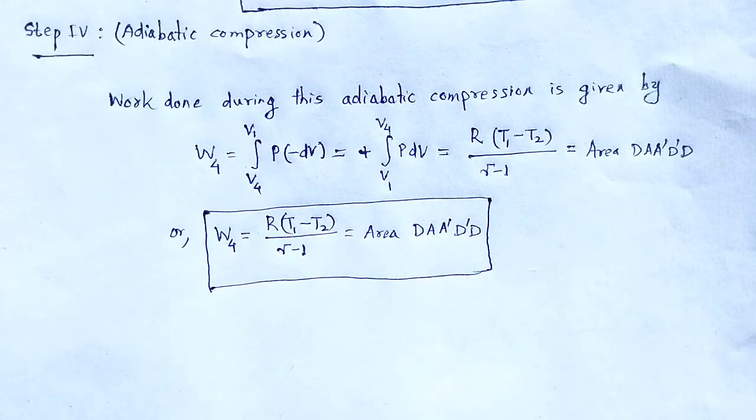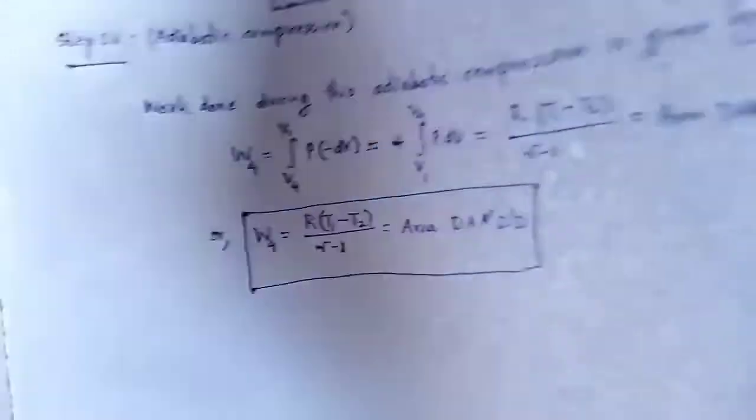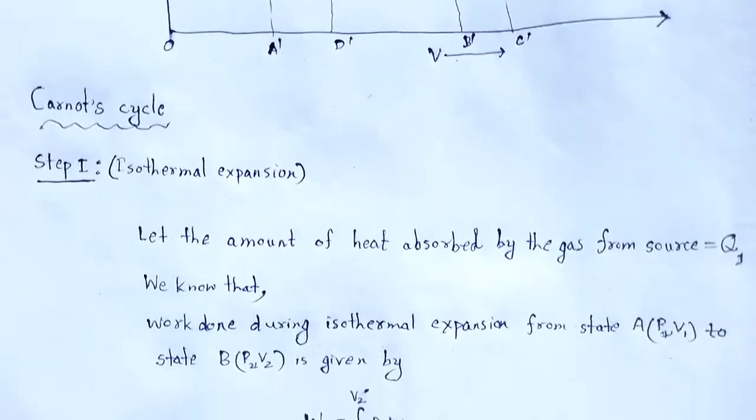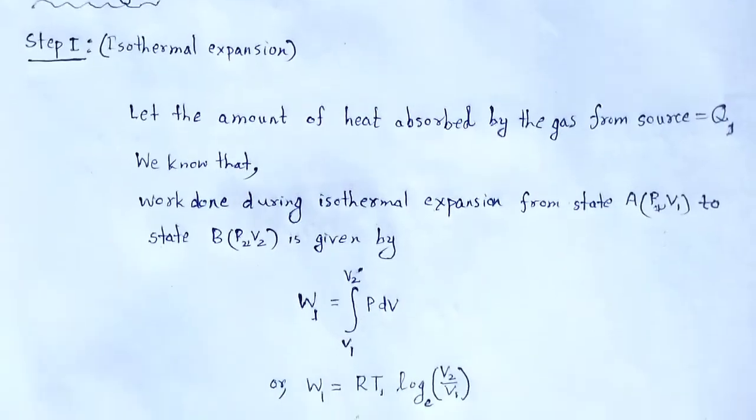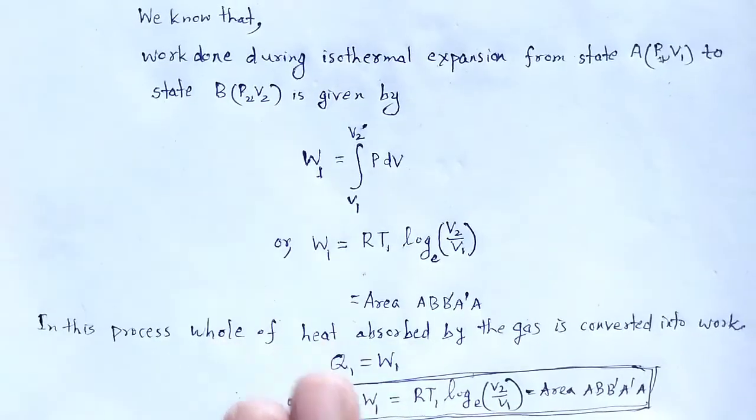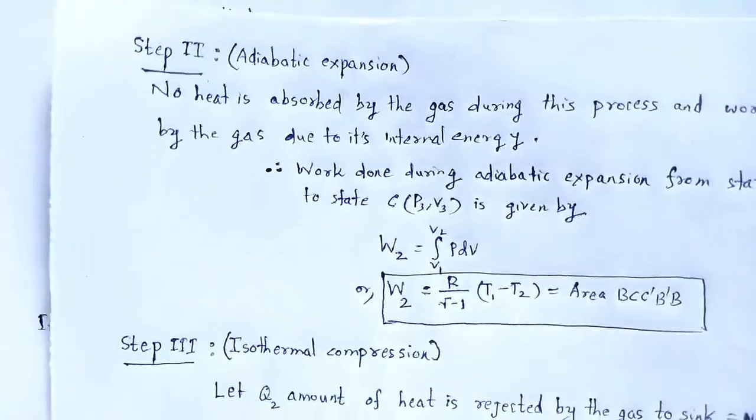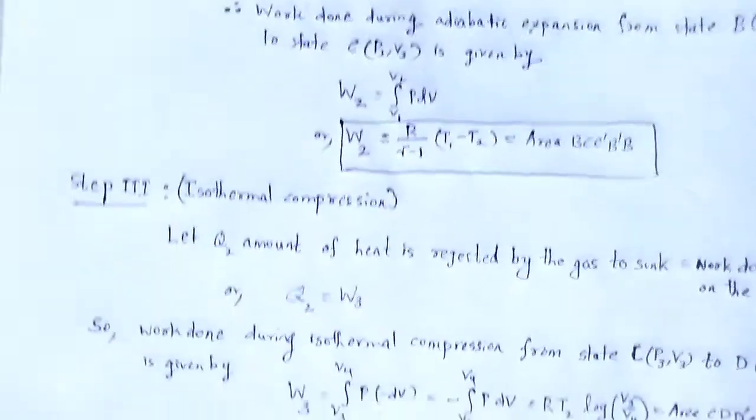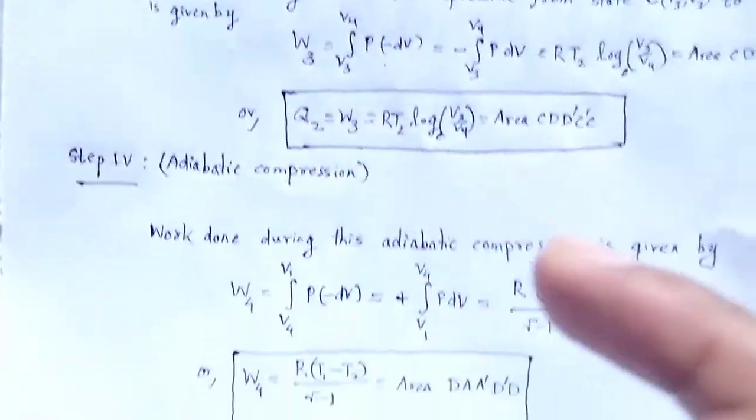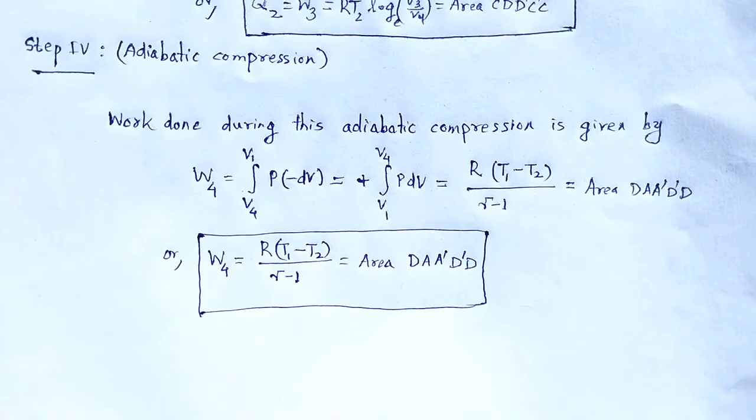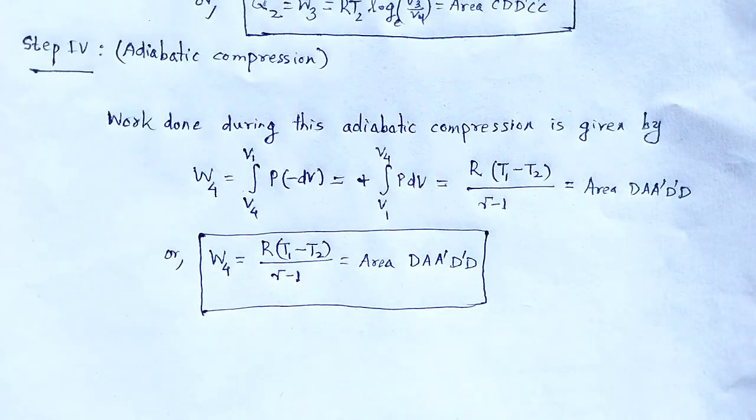Look here, these 4 cases: isothermal expansion, this is adiabatic expansion, then isothermal compression, and here adiabatic compression. 2 compression, 2 expansion, 2 isothermal case, 2 adiabatic case. So what should be the total work done? Let me calculate the total work done.